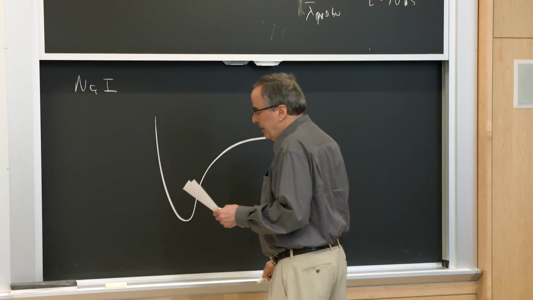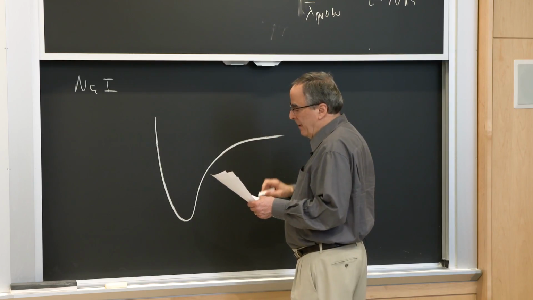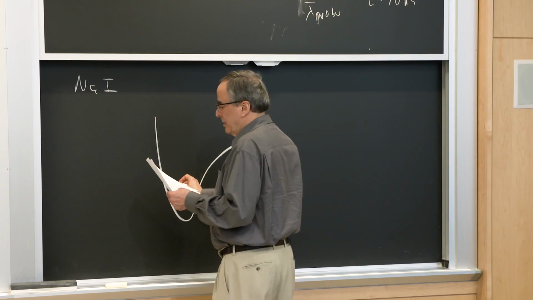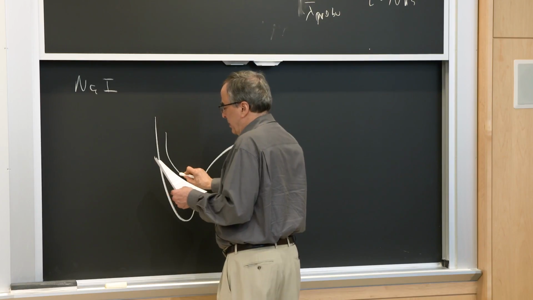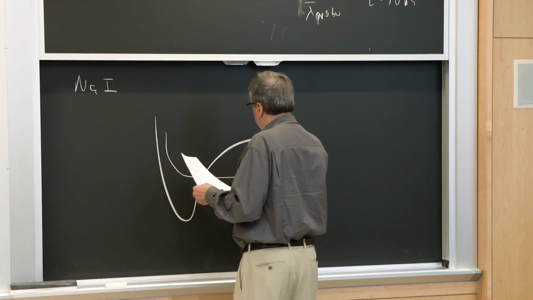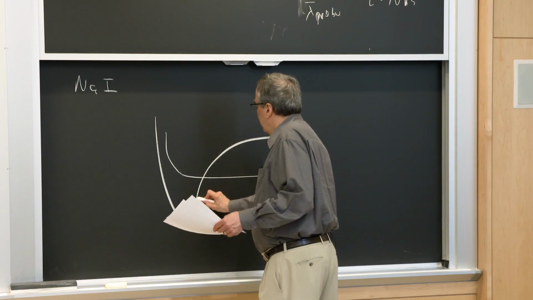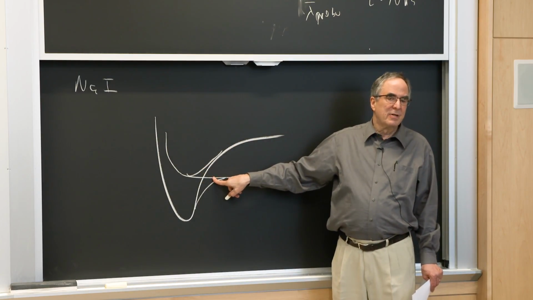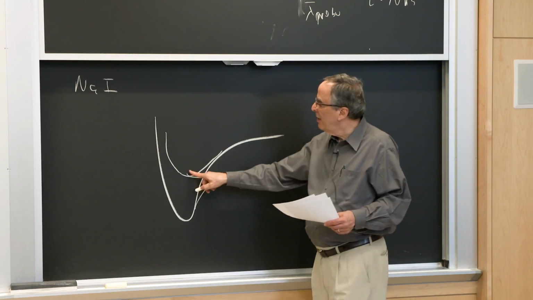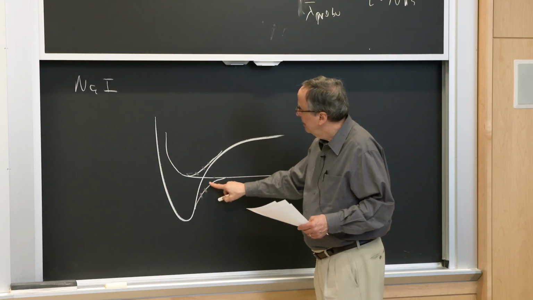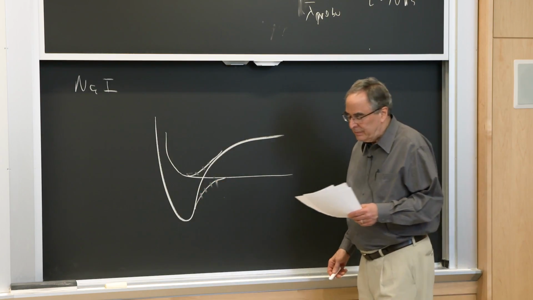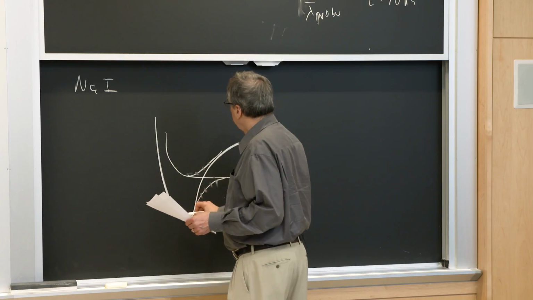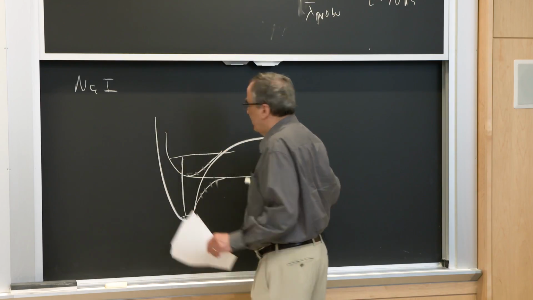So here's the ground state potential, and here is an excited state potential. Okay, so what I've drawn is crossing curves. Those are the diabatic curves. Now I've connected, I should do it with dotted lines, those are the adiabatic curves. And so the question is, suppose we create a wave packet on this potential.